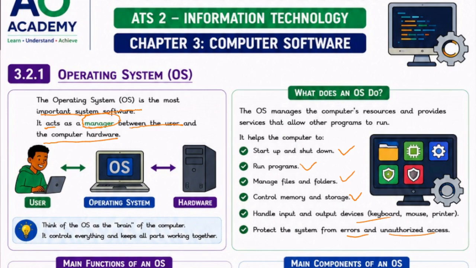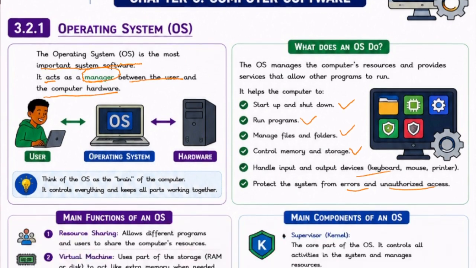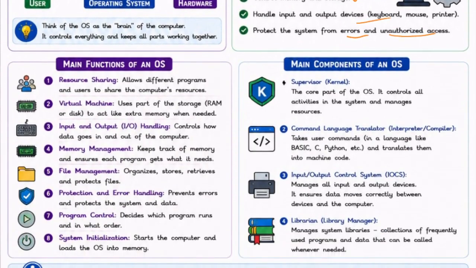Now, the main functions of an operating system. Resource sharing: allow different programs and users to share the computer's resources. Virtual memory: use part of the storage, that's RAM or disk, to act like extra memory when needed. We are still coming to explain that.